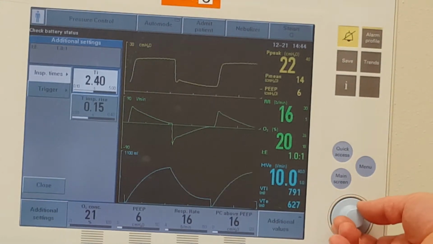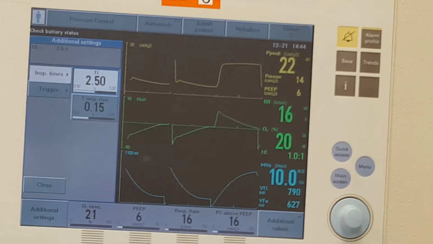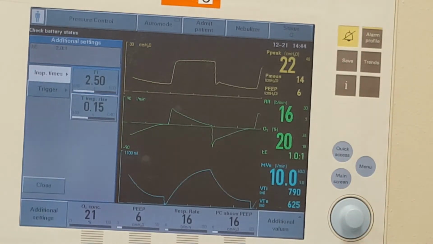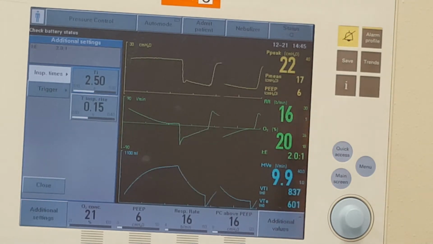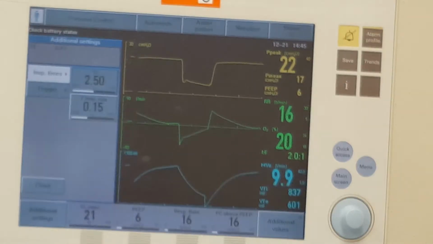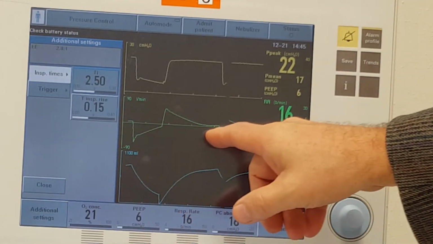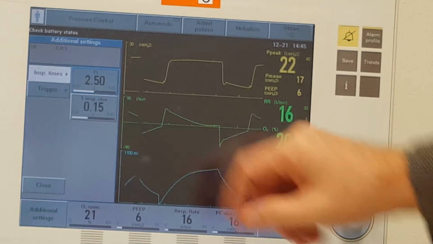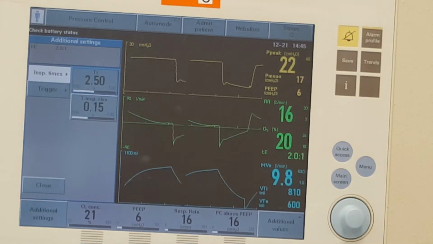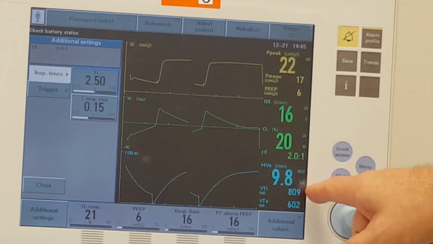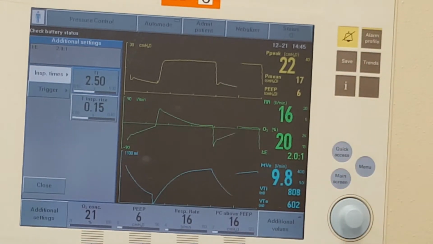So you can see 1.8, 1.9, 2, and I can either touch this again or click the button. Either one will now impose that change in settings. Now, notice we now have a period of no flow. You can see it becomes parallel to baseline. So we actually have gone from close to baseline to a period of no flow, and you can see that actually increased our tidal volume by about 20 mils.